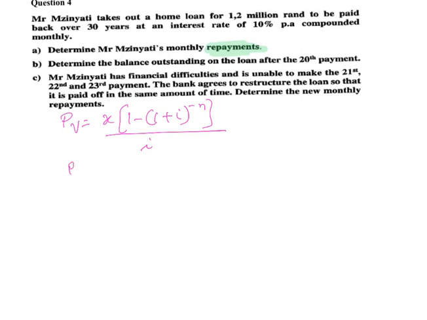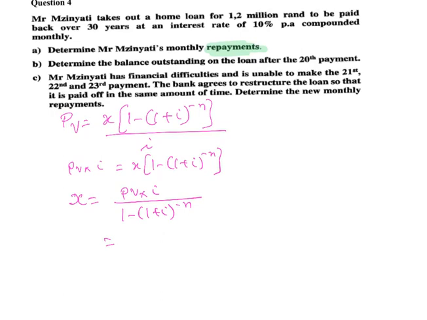Therefore, PV times i is equal to x times 1 minus (1 plus i) to the power of negative n. I have to make x the subject of the formula. Therefore, x is equal to PV times i divided by 1 minus (1 plus i) to the power of negative n. Now I substitute the values of PV, that is 1.2 million rands.